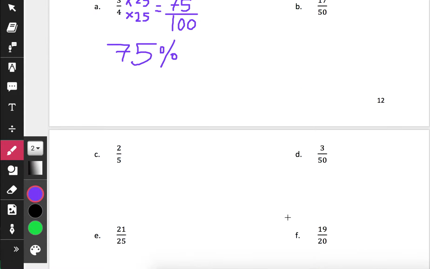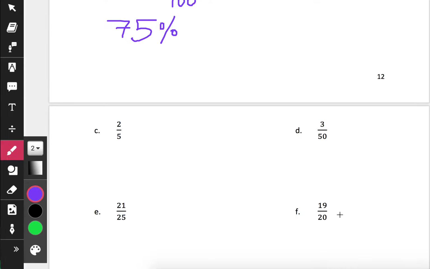Let's look at this one here, 19/20. Well, 20 times 5 is 100, so let's multiply the top and bottom by 5. And 19 times 5 is 95. So 19/20 is 95%. So if you see that your denominator is a factor of 100, scale it up to 100, get an equivalent fraction, and your numerator will be your percent.